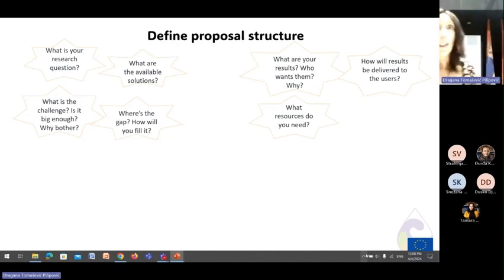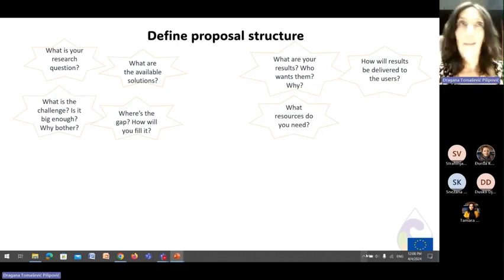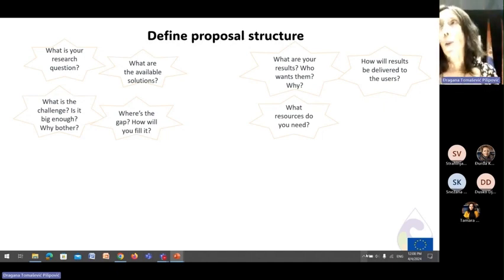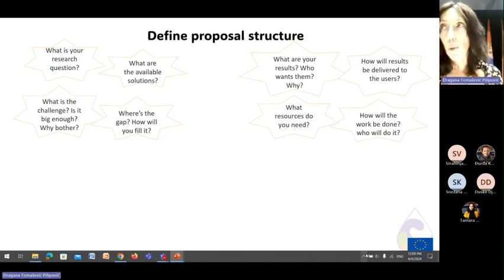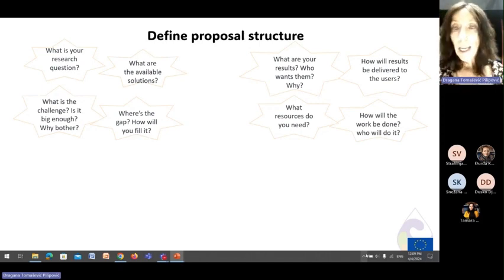What resources do you need? So you have to define, of course, you need money, right? But exactly for what? So you have to define what kind of personnel you need, how many man-months, consumables, whatever. So you have to define the resources that you need to carry out your research. How will the work be done? So do you need partners? What kind of partners do you need? Who's going to work in your consortium, etc.